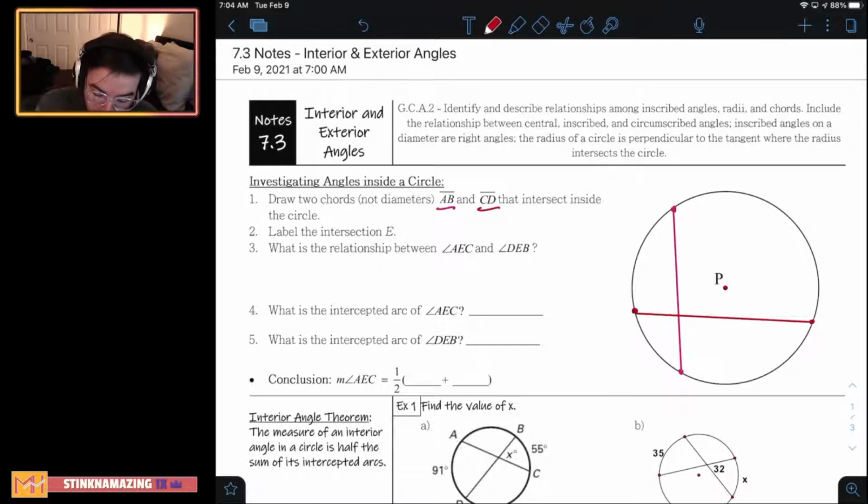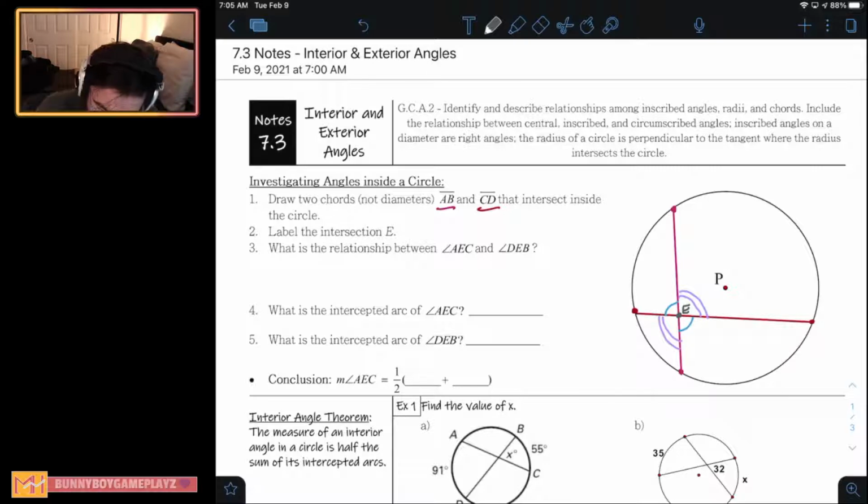We've created a couple of angles here, would you agree? We have this angle and this angle. What type of angle are those? Those are vertical angles because they're made by intersecting lines. And we have these two angles too. Those are vertical angles as well, but because we're inside of a circle, we have an even better name for them. So let's continue on. The intersection is point E.